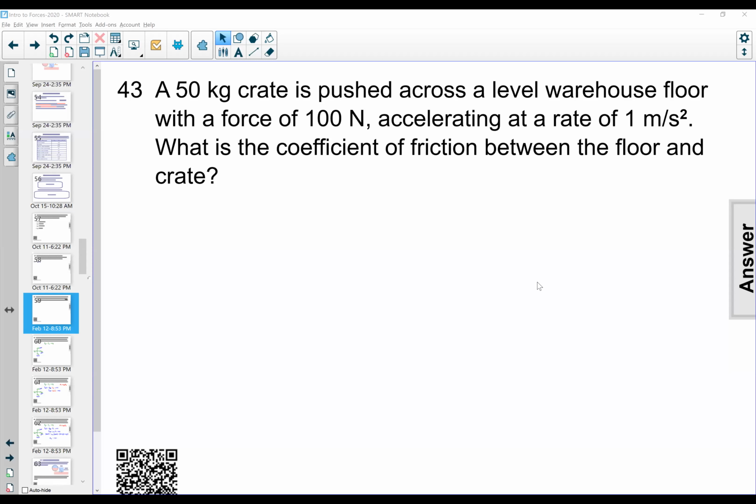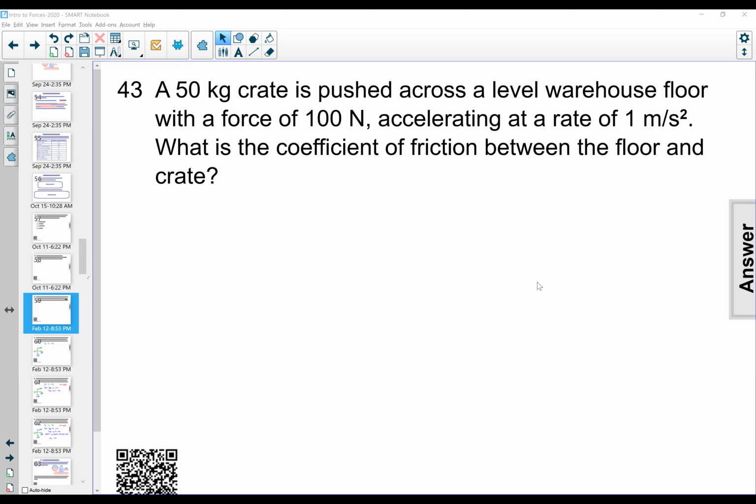But here, you can take a screenshot of this if you want, or you can jot down some information. We have a 50 kilogram crate being pushed across a level floor. So it's a flat floor. It's being pushed with 100 newtons of applied force. And that force is enough to not just get it to move, but actually cause it to accelerate at 1 meter per second squared. So it's not balanced this time. It does have an acceleration. And the question is, what is the coefficient of friction?